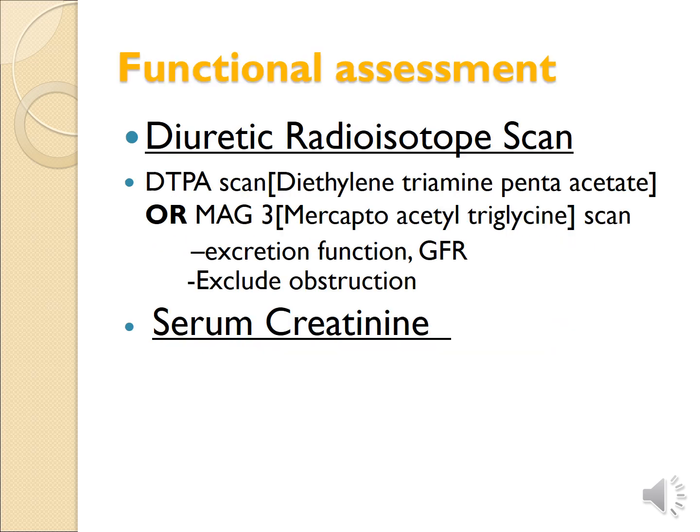Besides that, functional assessment can also be done by the diuretic radioisotope scan. In this, a DTPA scan, that is diethylene triamine pentaacetate scan, or a MAG3 scan, mercaptoacetyl triglycine scan, is done, which shows the excretion function of the kidney, and then the glomerular filtration rate is shown, and it also shows the degree or site of obstruction. Another functional assessment can be done by checking the serum creatinine level.